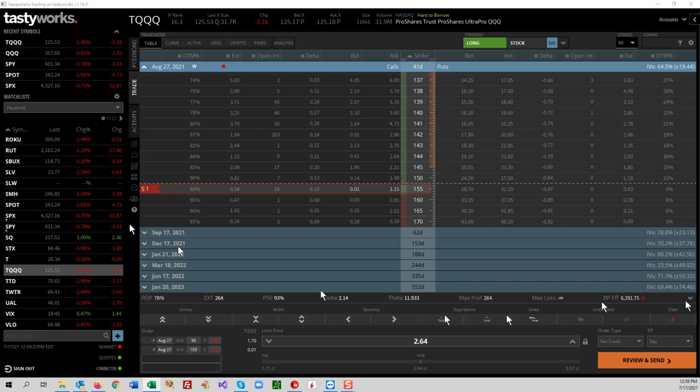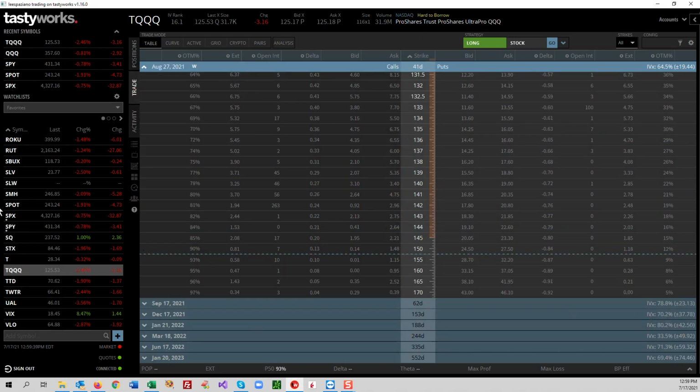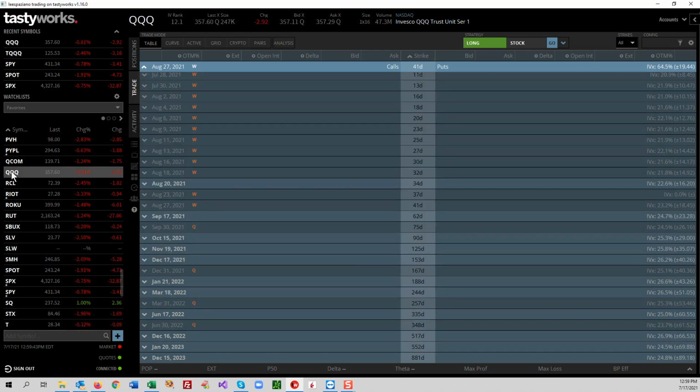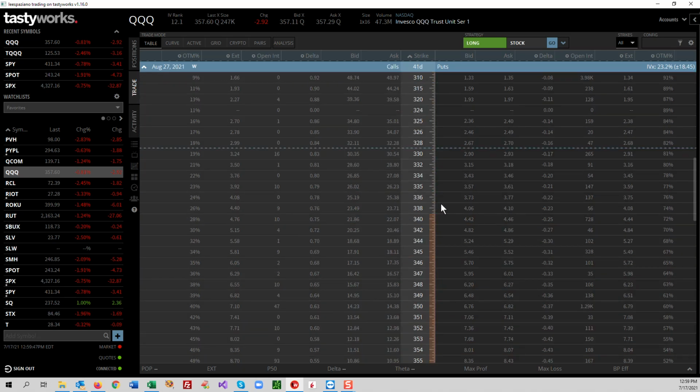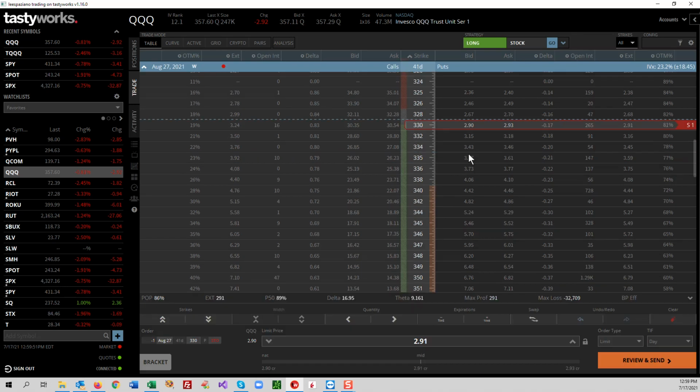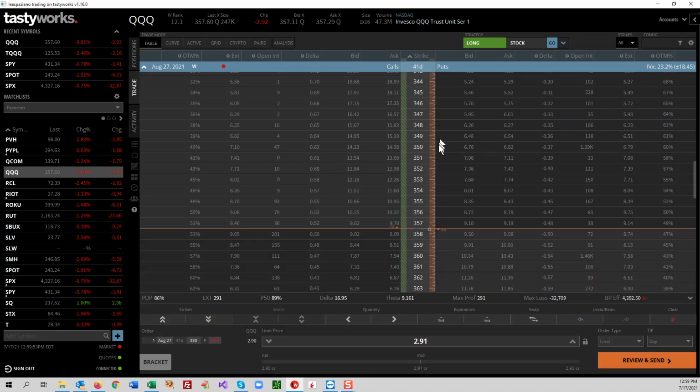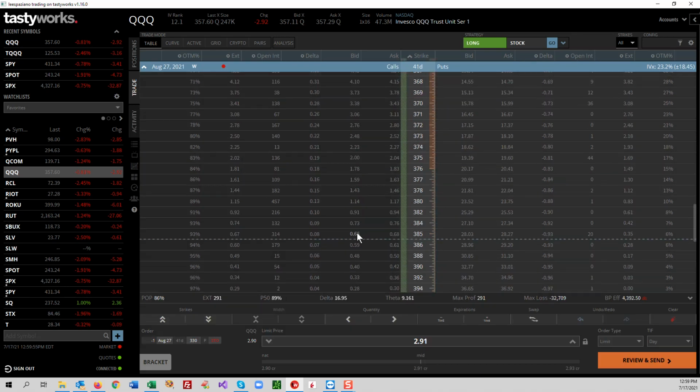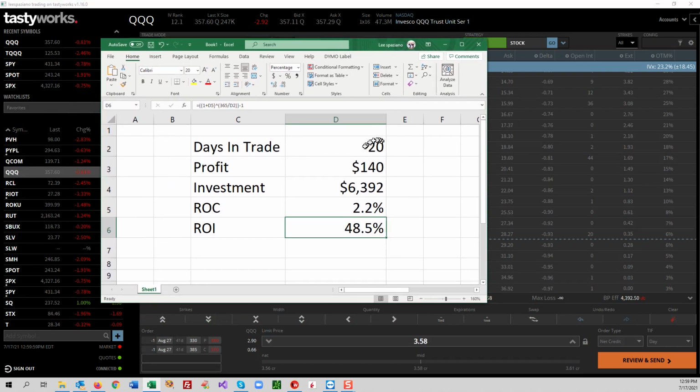Okay, now let's go back to QQQ and compare doing an iron condor to that same strangle. So let's go back up here. Let's make it a little bit juicier. We'll go with the 330 and the 385. So we're in it for 41 days. And let's just hold till expiration for this example.